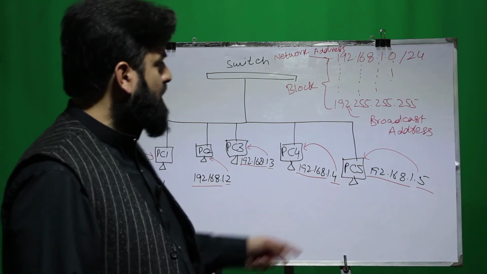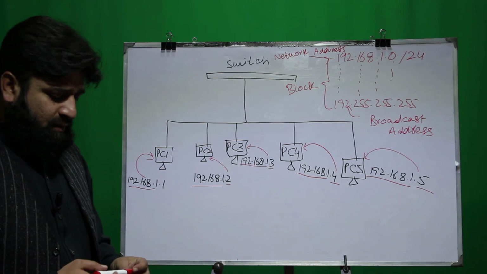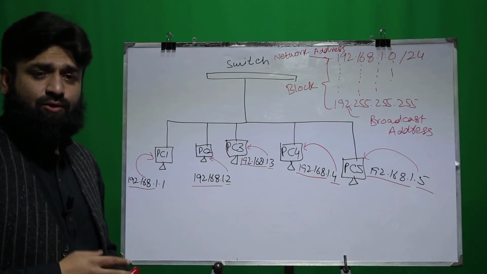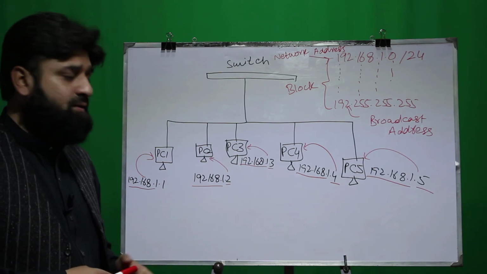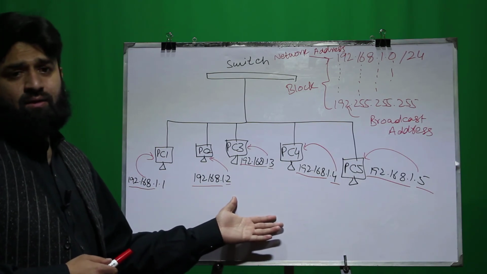So hope with this example you could understand the difference between the network portion and the host portion and how together they constitute an IP address that uniquely identifies a computer.